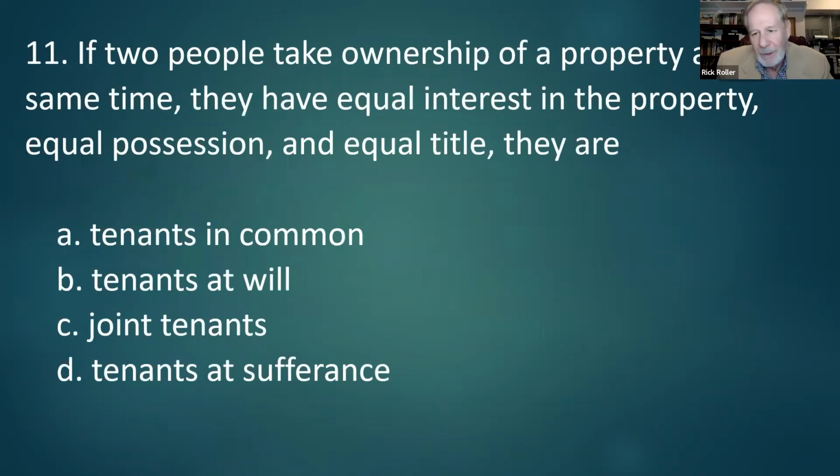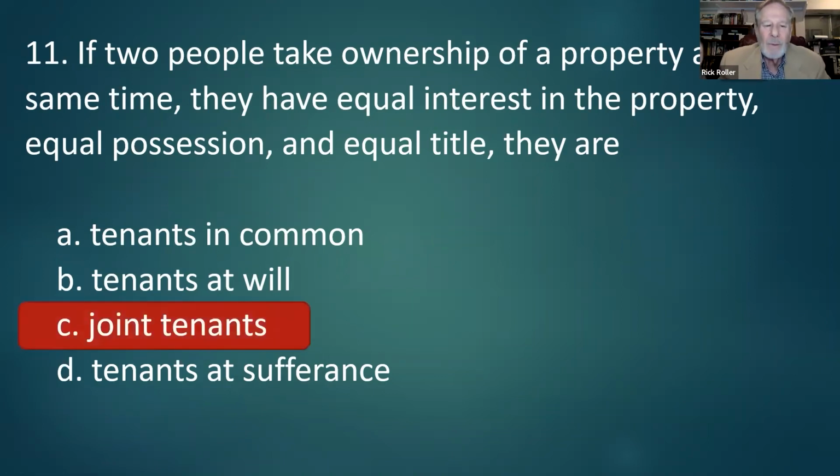Now, these questions, like I said in the beginning, are not exact replicas, but they're very helpful. Number 11, if 2 people take ownership of a property at the same time and they have equal interest in the property, equal possession, and equal title, what are they? Well, that's really the definition of C, joint tenants. You have to have the 4 unities in order to do joint tenants, which is the answer C. It's not tenants in common.